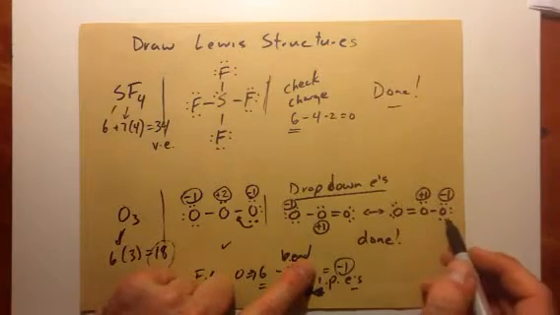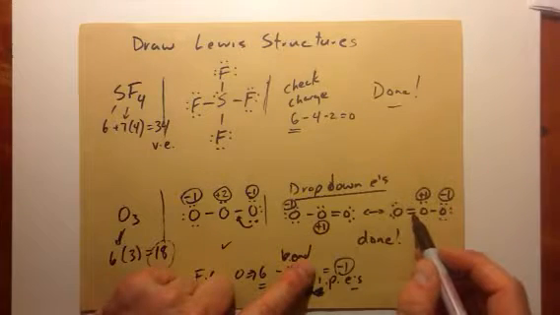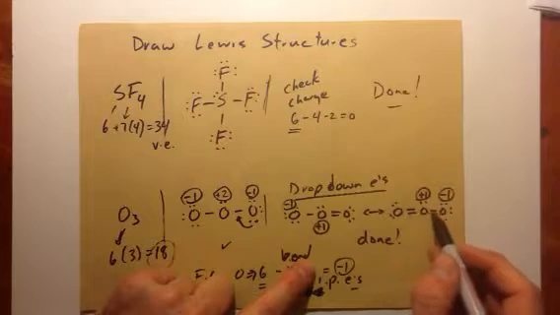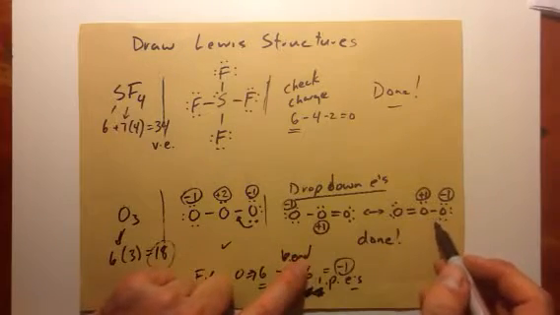Because we can't put any more down. If we tried to go further to get rid of this charge, it would put too many electrons around the oxygen. It would have 2, 4, 6, 8, and we cannot bring more down.